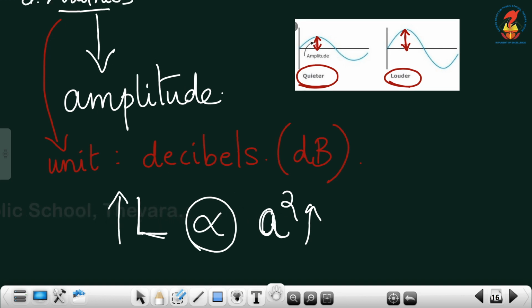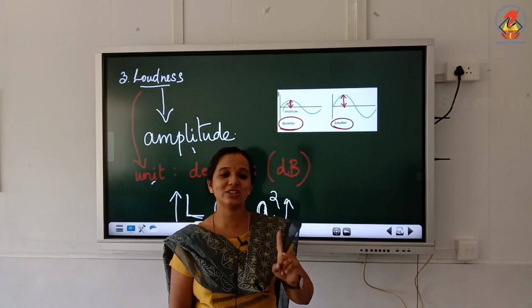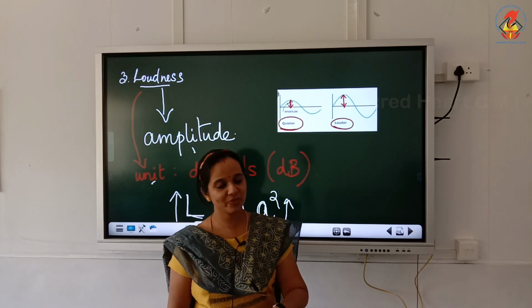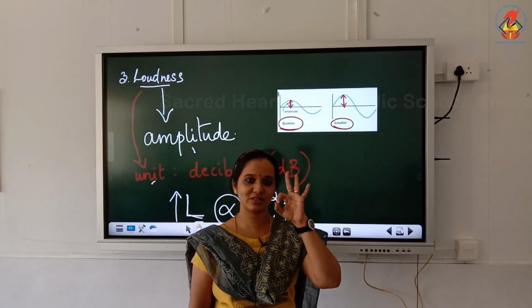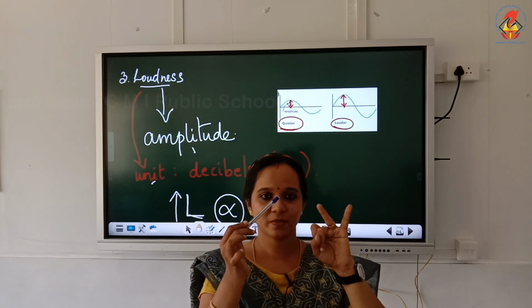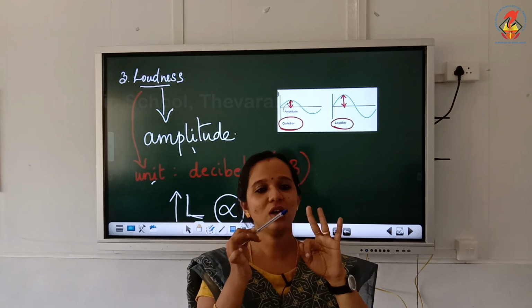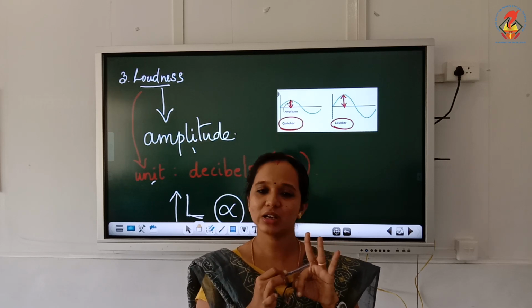Now the third characteristic of a sound is loudness. Loudness depends upon amplitude, and the SI unit of loudness is decibels. As amplitude increases, loudness also increases. If amplitude is more, sound will be louder, and if amplitude is less, sound will be feeble. So these are the three characteristics of a sound: pitch, quality or timbre, and loudness. So the three characteristics are clear.